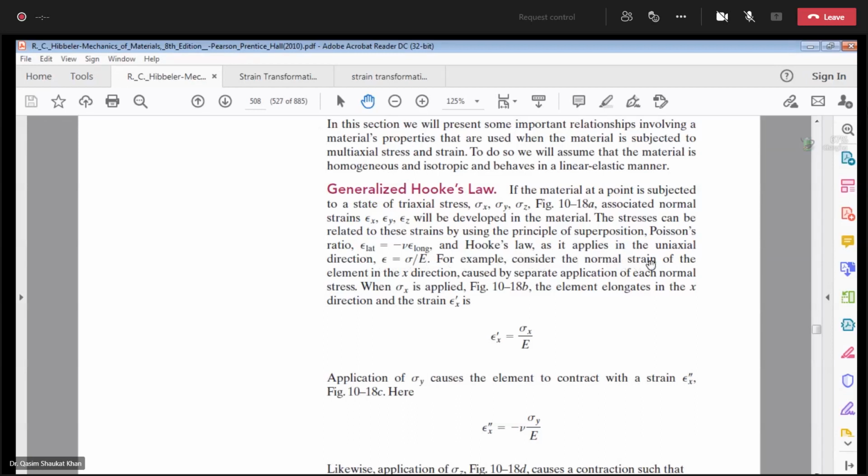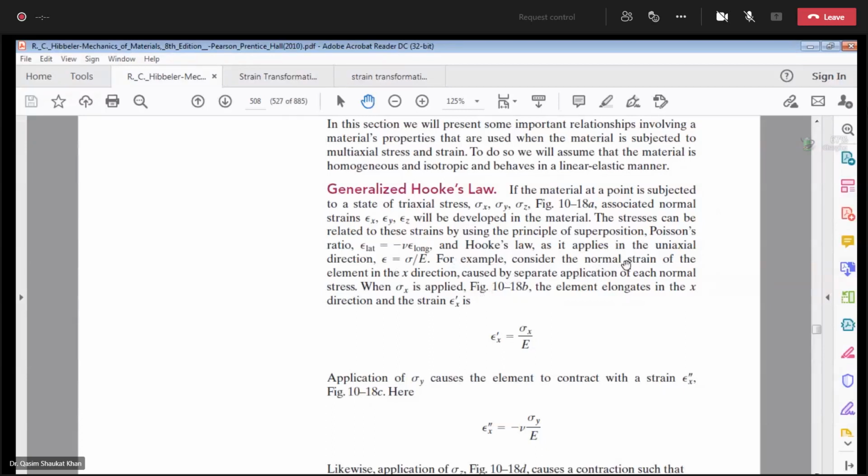For example, consider the normal strain of the element in the x direction caused by separate application of each normal stress. ठीक है जी. So now what we are going to do, we are going to calculate the strains in x direction. ठीक है जी. We are going to calculate the strain in x direction due to sigma x, sigma y, and sigma z. Sigma x will produce epsilon x, sigma y will produce epsilon y, sigma z will produce epsilon z. Everyone agrees to this point? Yes, sir. ठीक है.